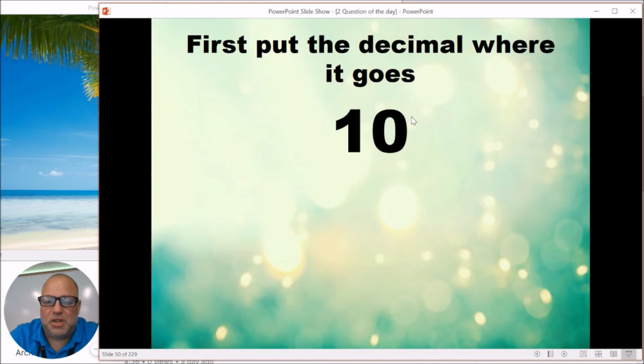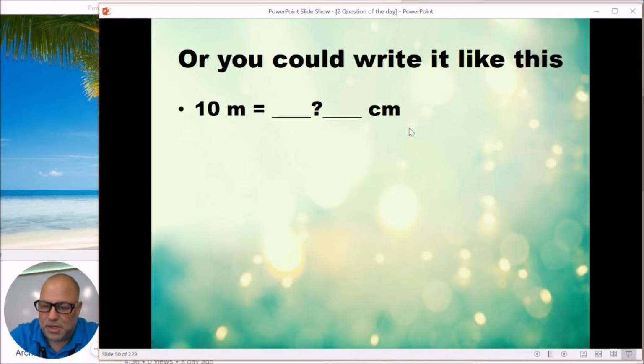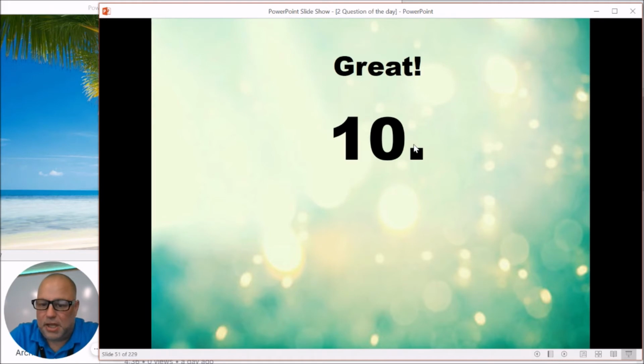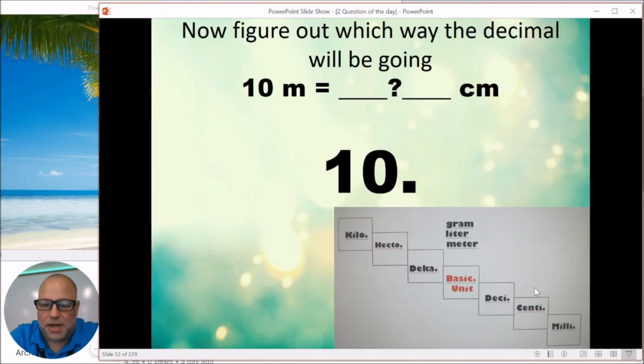So the steps that you need to do this: first, you've got that number 10, because we're starting with 10 meters. So where is the decimal? Remember, we just talked about this. If there's no decimal already there, it's automatically right back there. Then we want to figure out which way we're moving the decimal. One way, this way, or over this way. That's kind of backwards for you guys, isn't it? Anyway, which way are we moving?